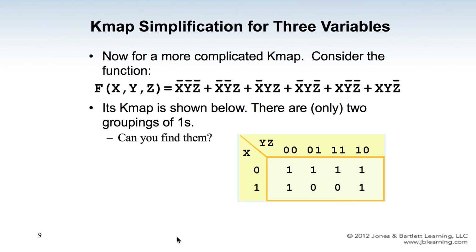Okay, so once we represent all the terms in the Kmap right here, we're going to find ways to group them together to simplify the function. So in this representation, we can see that there are two and only two groupings of ones we can have in order to simplify the function. I'll give you a few seconds to find the groups and give the simplification of the function.